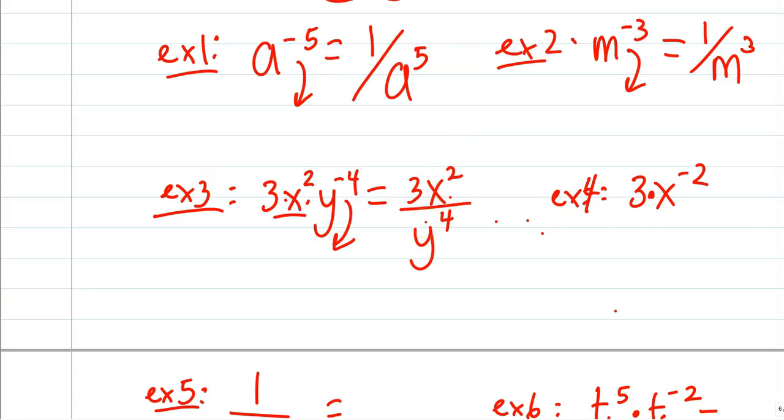What about 3x to the negative 2? A lot of people will make that 1 over. Because this is really what? 3 times x to the negative 2. And this exponent occurs first, and so it only applies to the x. And so what we're left with is a 3 on the top and the x squared on the bottom.